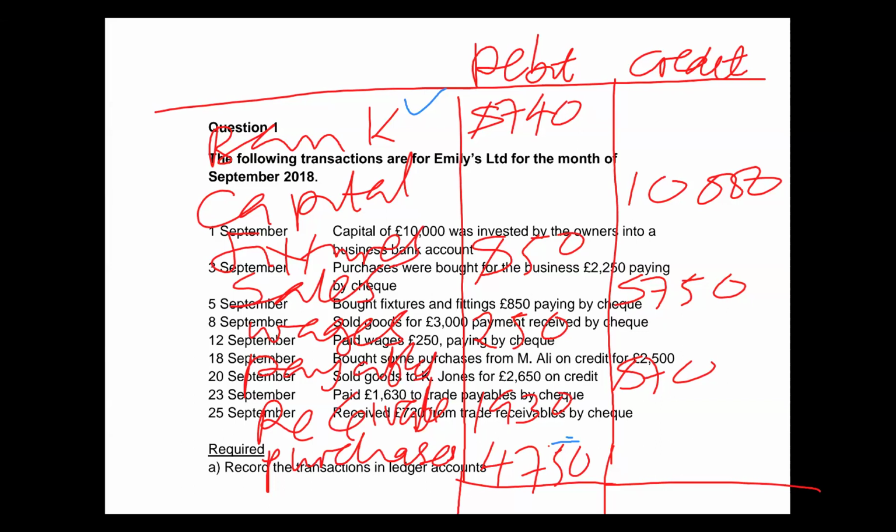Just a minute. 8740 plus 850 plus 250 plus 1930 plus 4750. 16,520.